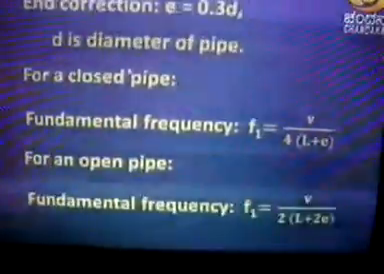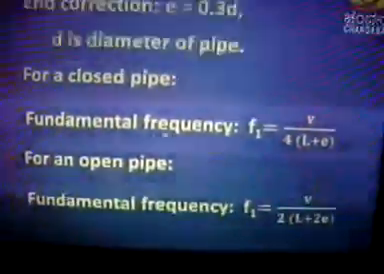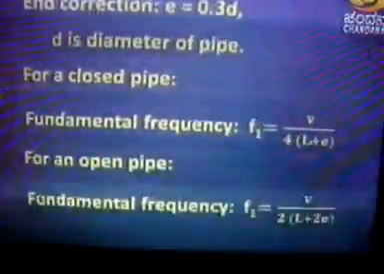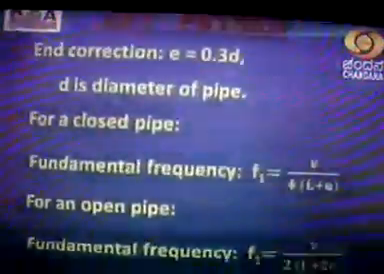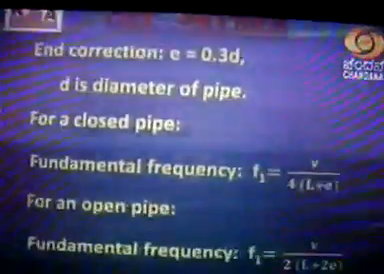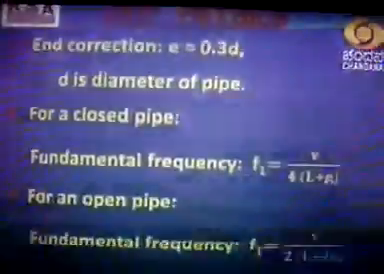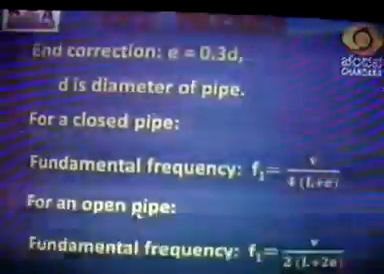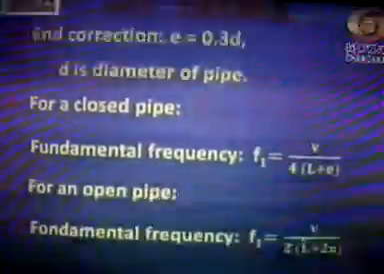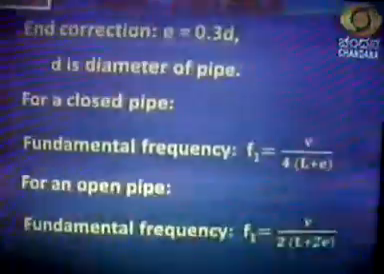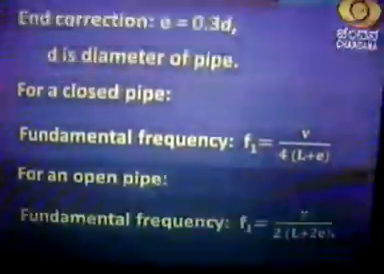When applying end correction to the closed pipe, the fundamental frequency can be written as F1 equal to V upon 4 times (L plus E). Instead of length L, we consider L plus E, because in a closed pipe only one end is open, so E is to be added. Whereas in an open pipe, both ends are open, so end correction applies to both ends, and L plus 2E is to be considered.